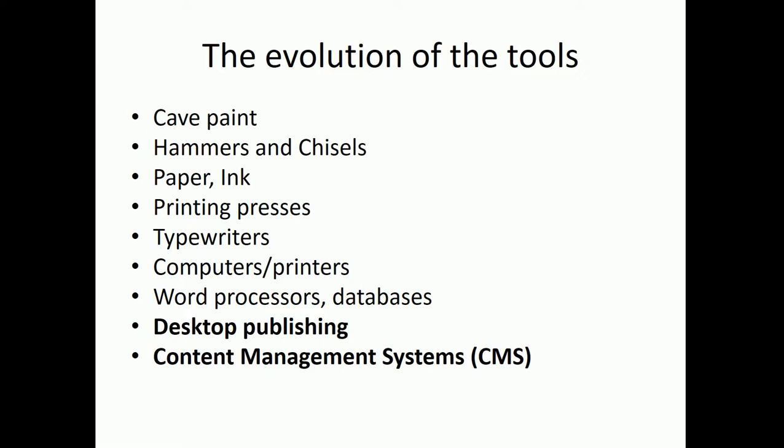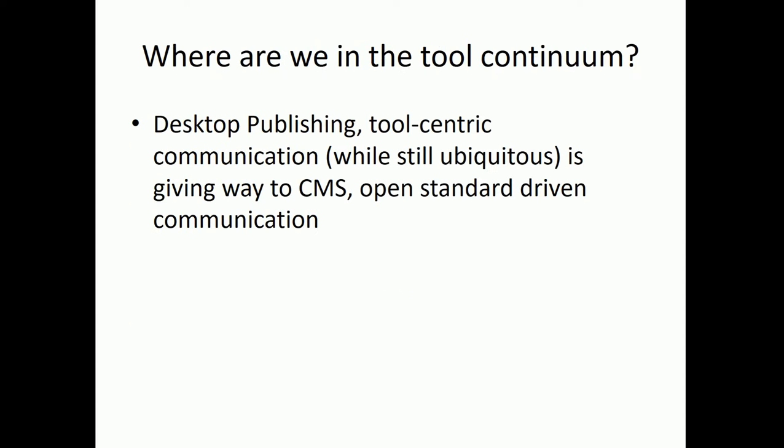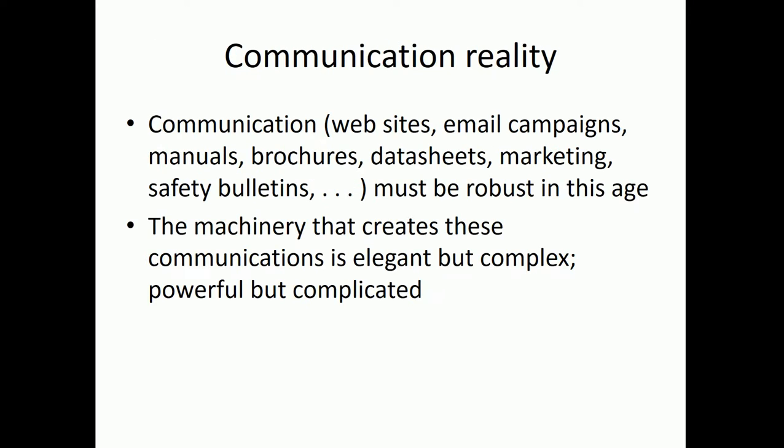Along with the evolution of communication came the evolution of tools. In the beginning, there was cave paint, and then hammers and chisels, paper and ink, printing presses, typewriters, computers and printers, word processors and databases. Then came desktop publishing and content management systems. So where are we in the tool continuum? Desktop publishing tool-centric communication is still ubiquitous. However, it is giving way rapidly to content management systems, open standard-driven communication. So what does that mean?